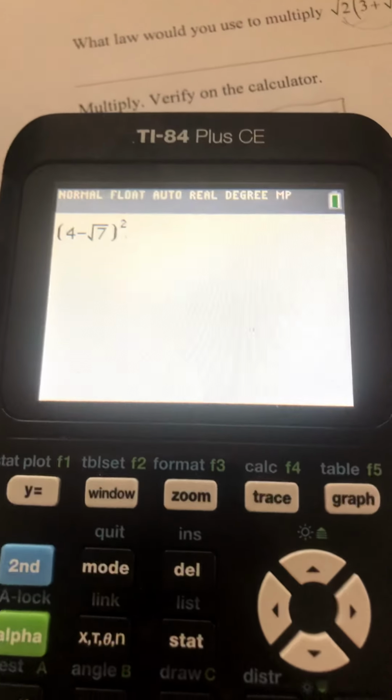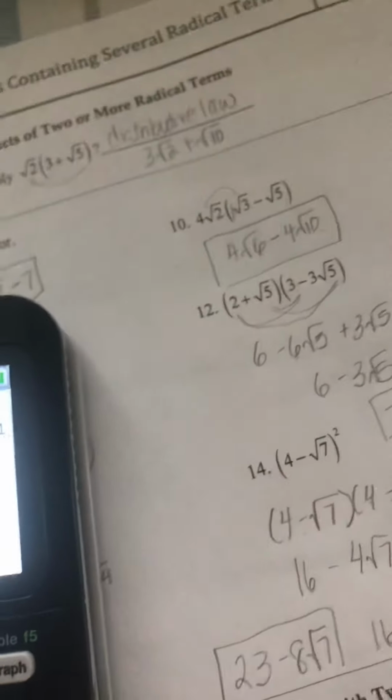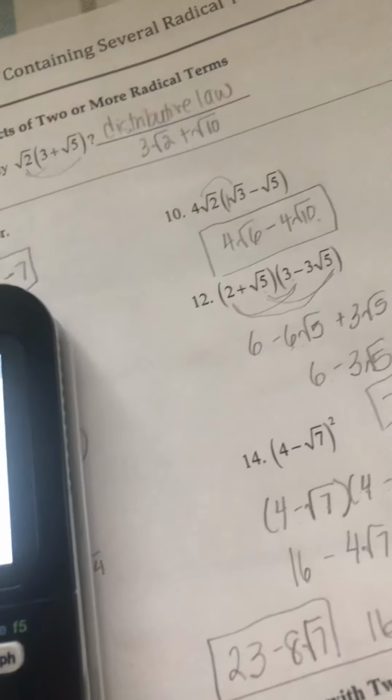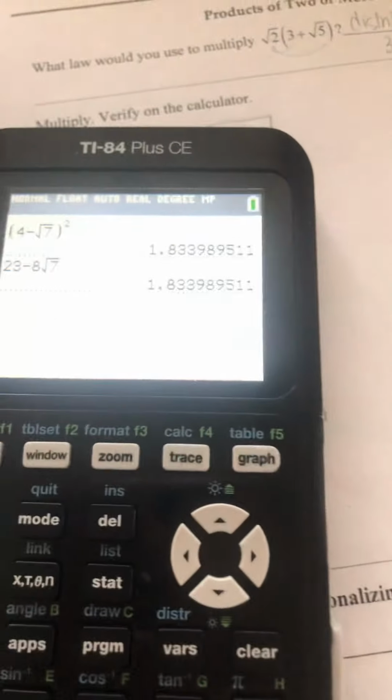Okay, so there's the original problem. And then we got 23 minus 8 root 7. Is it the same? Yes.